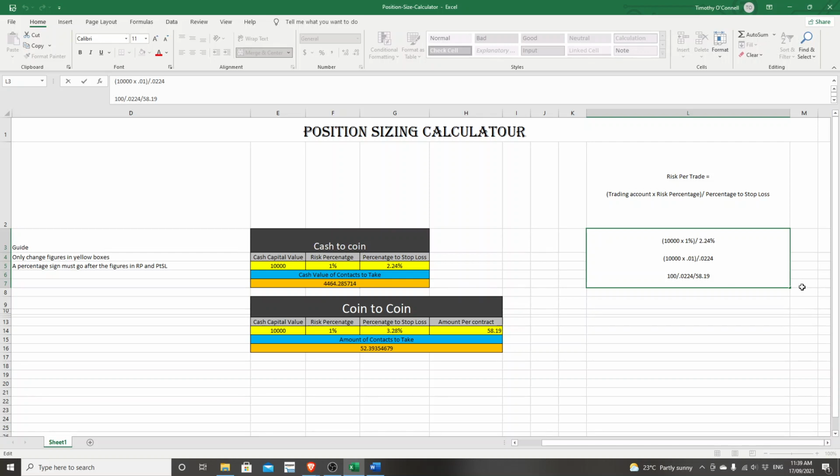I do not trade coin to coin. I trade US dollar to coin. So I just use cash to coin up here. It's much easier for me.